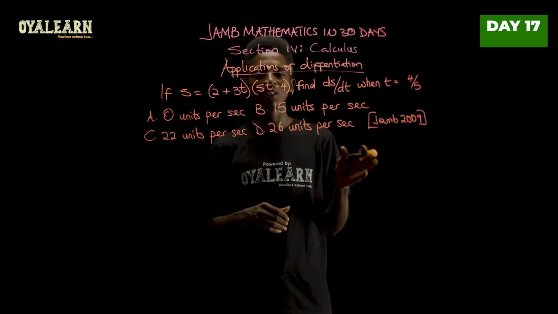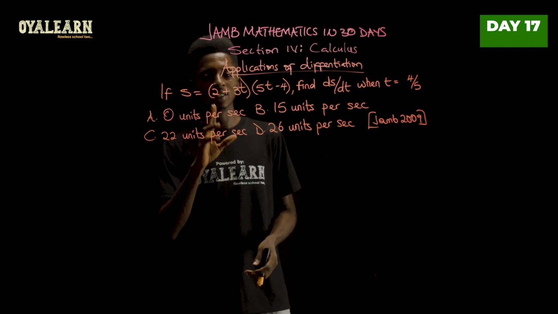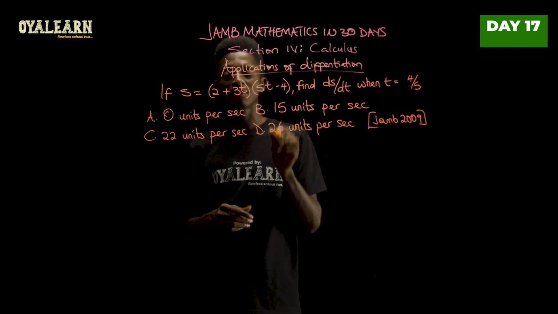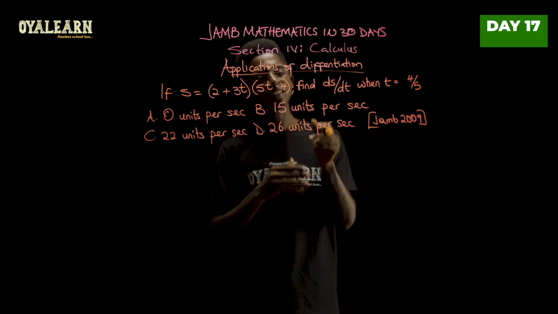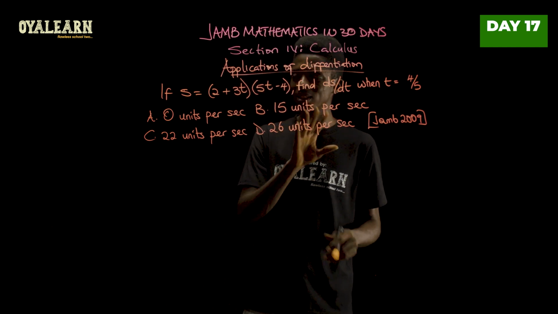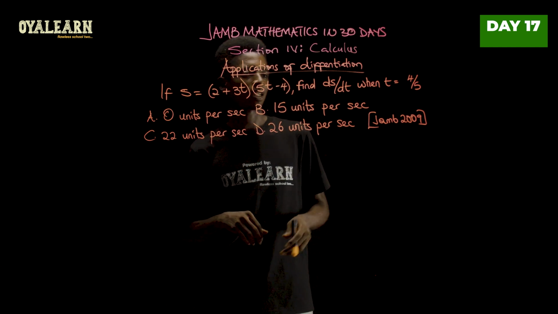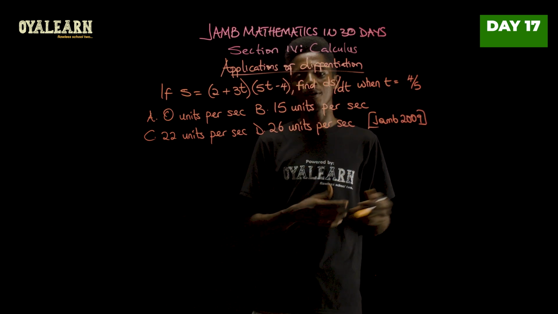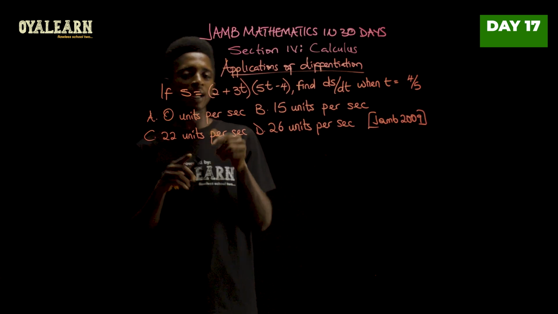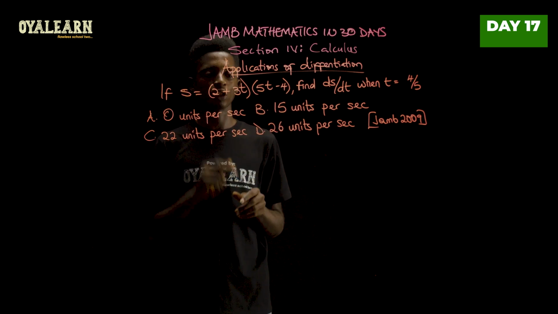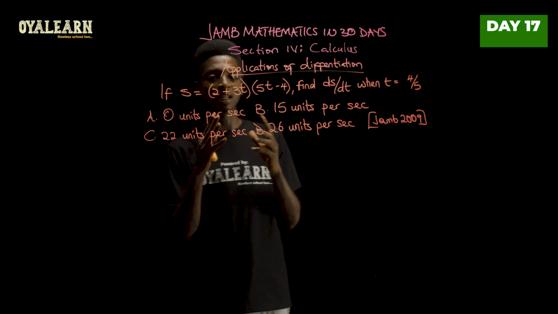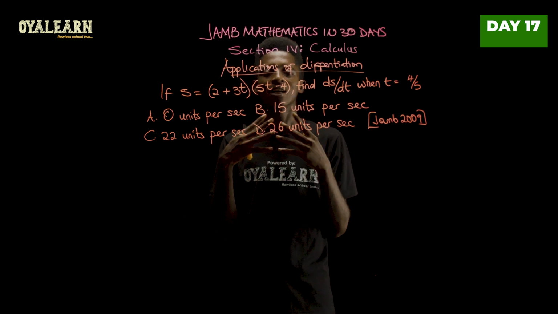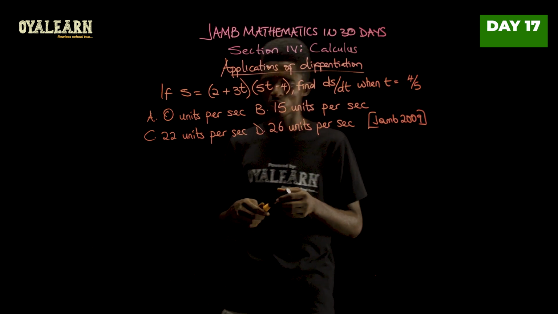In this question from Jamb 2009, we're told if s equals first bracket 2 plus 3t, and then in the second bracket 5t minus 4. So we have to find ds dt, that is the first derivative of the function s with respect to t, and then find this when t equals 4 over 5. So what we're going to do here is apply differentiation to find the first derivative of function s with respect to t. And then when we find our first derivative, we then apply it when t is 4 over 5. So this is what we're going to do.